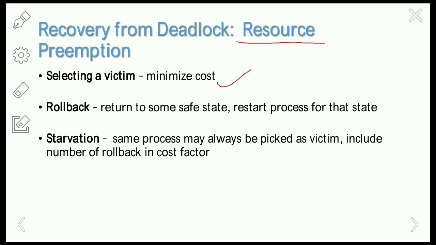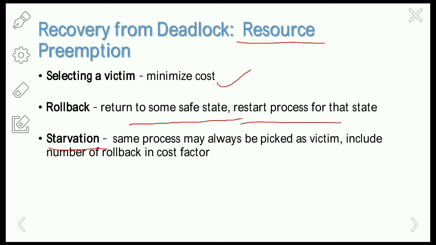The second one is rollback. Roll back the process and resources up to some safe state and restart it from that state. This method requires the system to keep more information about the state of all the running processes. So we roll back to the safe state and restart the process.